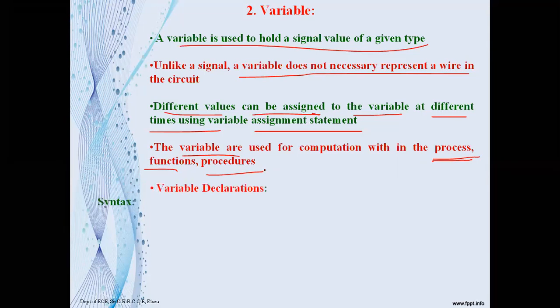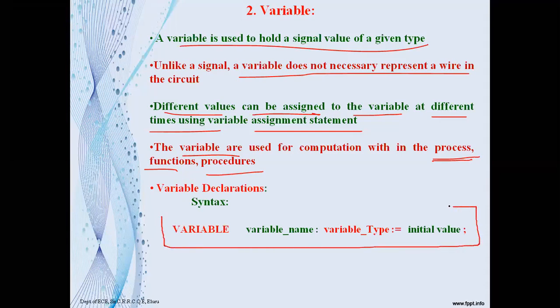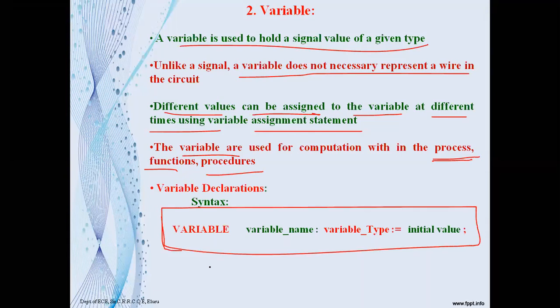And the variable declaration here. So the syntax for the variable declaration, see here, it is the same, with an explicit initial value. See this one, variable. It is the class and the variable type. So the variable name is the user identifier and the initial value is optional. So you can have initial values also. Example we will see here.